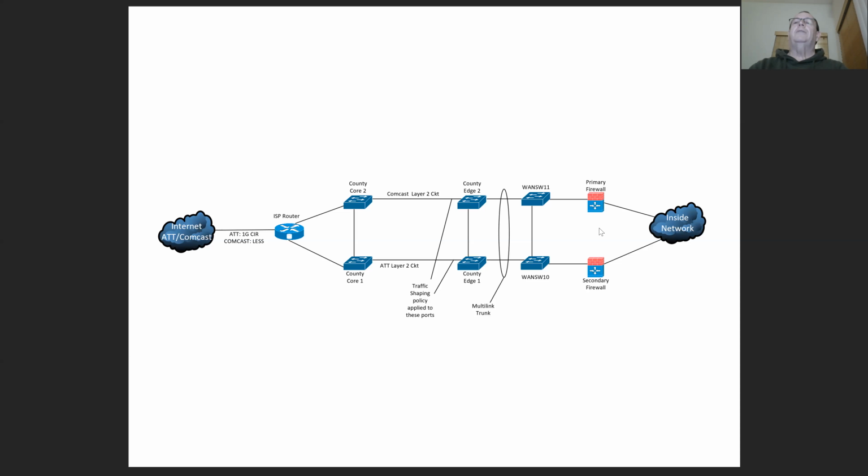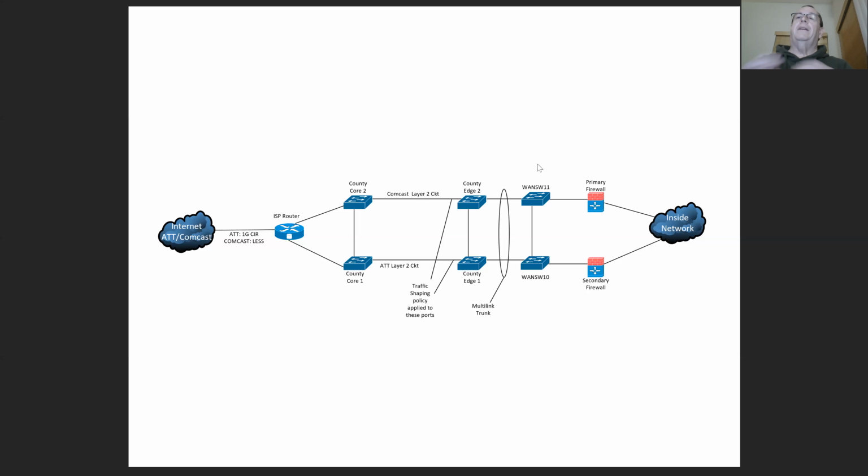Is figuring out why, when you reboot this switch, this firewall fails over, and if this guy retains being the active firewall when this switch up here comes back up, why do we lose internet connectivity? And we do not lose connectivity to the county.